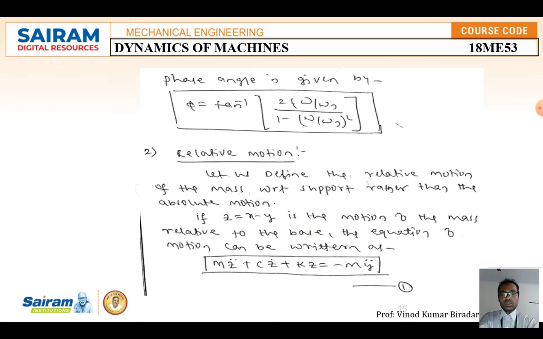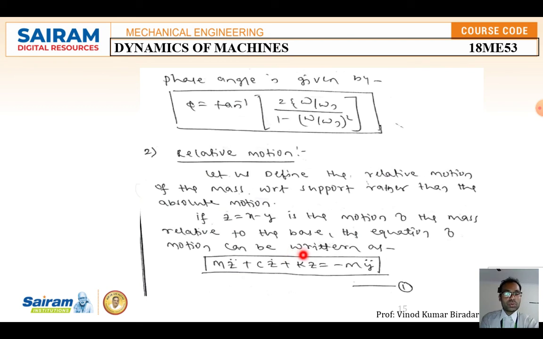The second case is the relative motion. I already told you that relative motion is indicated by z. So x minus y is equal to z, called the relative motion in the given problem. Let us define the relative motion of the mass with respect to the support rather than the absolute motion. Here z is equal to x minus y, the relative motion of the particular mass with respect to the base. The equation of motion can be written as m z double dot plus c z dot plus k z is equal to minus m y double dot.